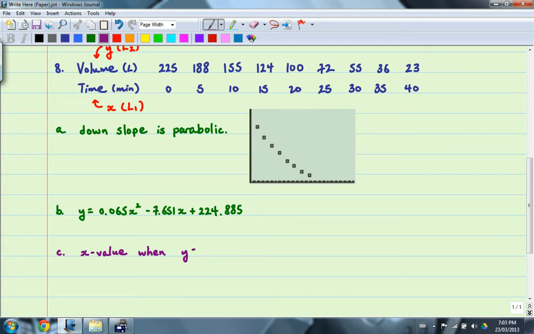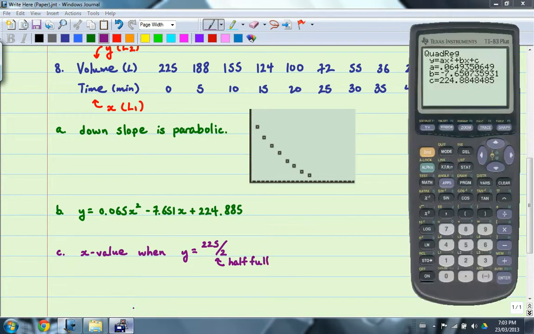So y equals 225 over 2, because that will be the half volume. Half full. So unfortunately, because we are given the y value, things will be a little bit different this time.